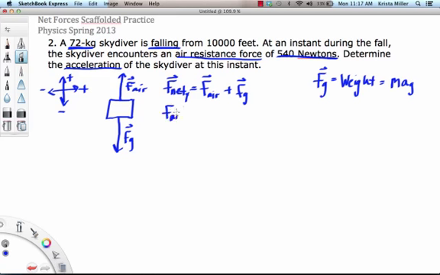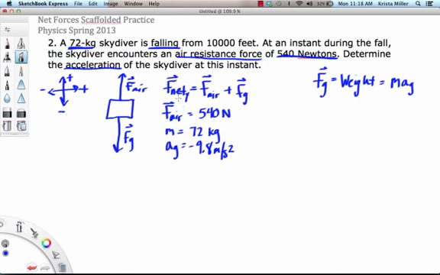Now, let's write down other things we know. We know the force of the air resistance from the problem is 540 newtons. We know mass from the problem is 72 kilograms. We also know, even though it's not listed, that acceleration due to gravity is negative 9.8 meters per second squared. We're using negative because we set down as negative, so gravity is acting in the negative direction as well.